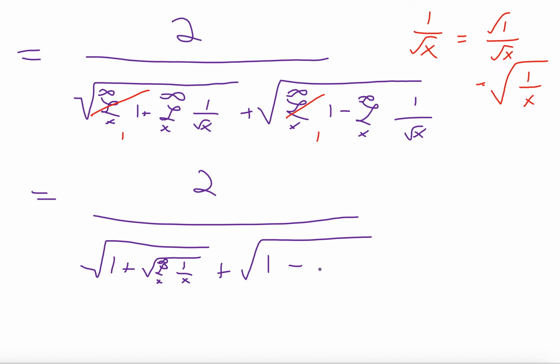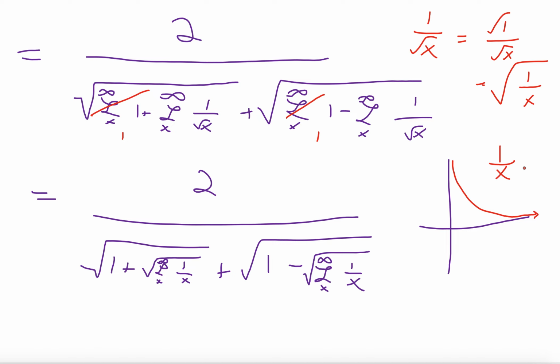And then on the other hand, we have 1 minus the square root of the limit as x goes to infinity of 1 over x. And now we know what the limit as x goes to infinity of 1 over x is, right? As x goes to positive infinity, the 1 over x goes to 0. Plugging in massive numbers in the denominator and dividing 1 by that is going to give you closer and closer values to 0.